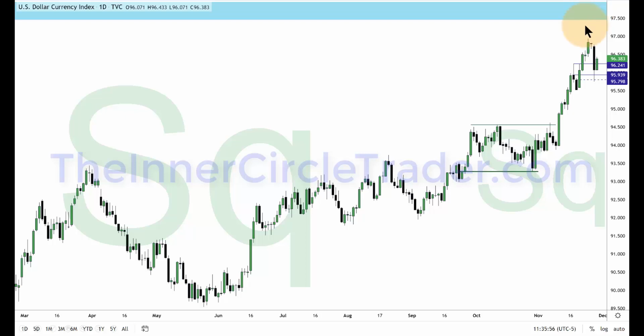But here is the upside draw on liquidity. It's the imbalance on that weekly chart. As I mentioned, go back and look at the commentaries from last week. You'll see what that is.